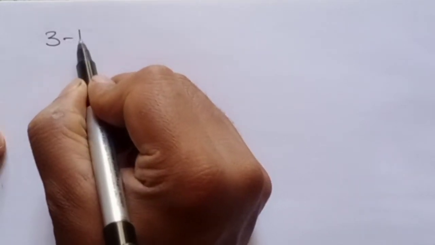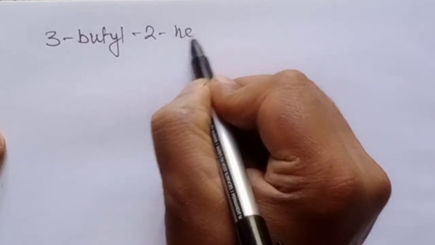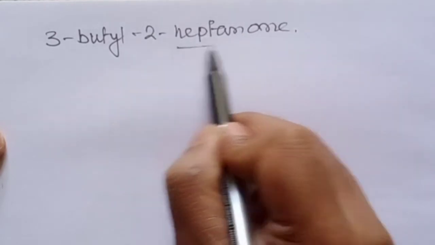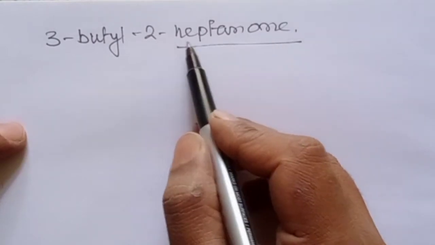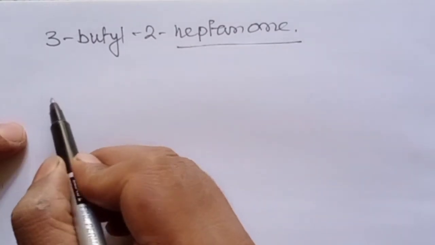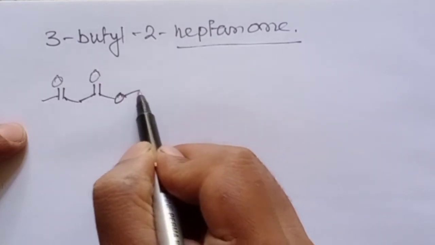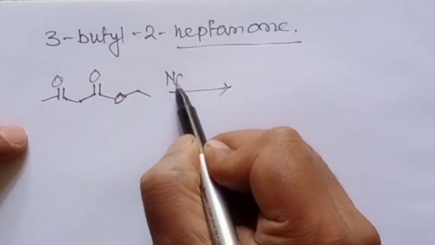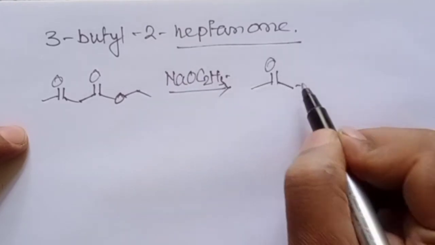Similarly, if there is a question to prepare 3-butyl heptanone, it is heptanone. So I will try to prepare 2-heptanone first. So first I write down the ethyl acetate. The formula is this one. I add sodium ethoxide. So the product will be this one.